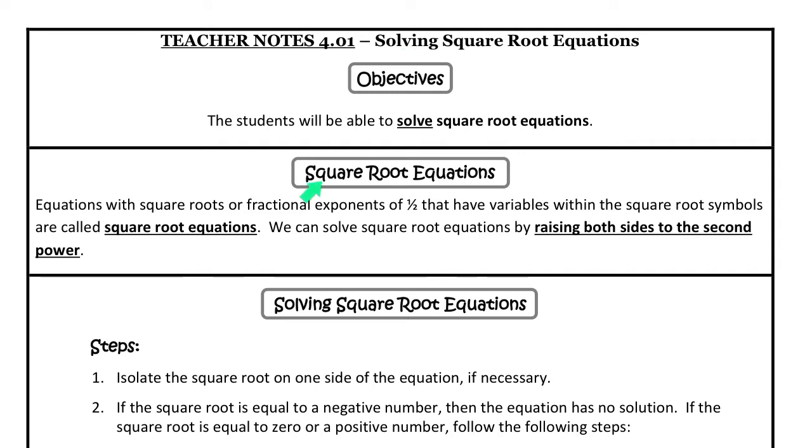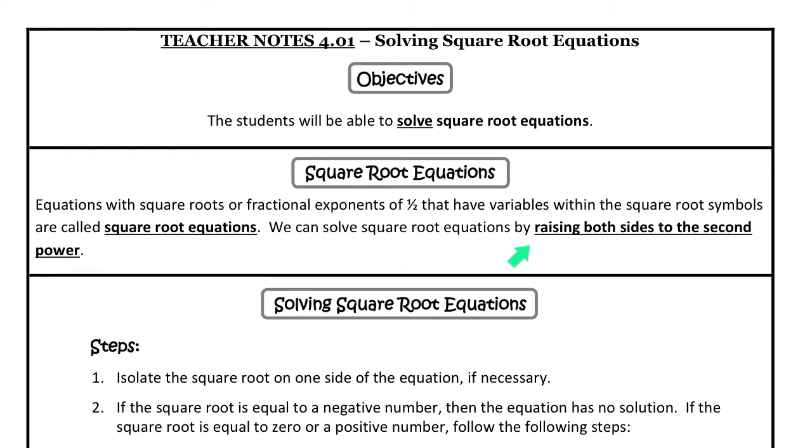Just to say a little bit about square root equations from Algebra 1, equations with square roots or fractional exponents of 1/2 that have variables within the square root symbols are called square root equations. And so you might have seen this in Algebra 1 where if you have a fractional exponent of 1/2, that's another way of writing a square root.